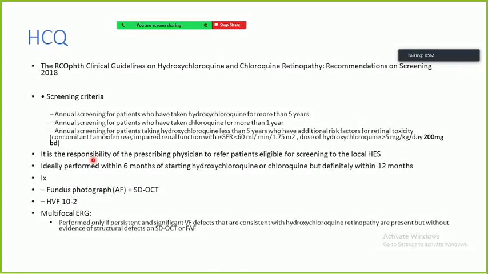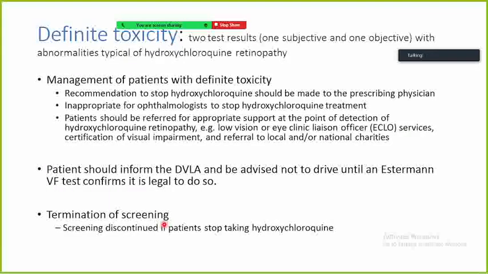It is the responsibility of the prescribing physician to refer the patient for the screening. It should ideally be performed within 6 months, but definitely within the first year of treatment. What we do is fundus photography with autofluorescence, OCT, visual field 10-2, and if needed a multifocal ERG. So there is definite, possible and probable toxicity. With definite toxicity, the ophthalmologist should not stop the treatment, but should refer the patient back to the rheumatologist to suggest an alternative treatment.